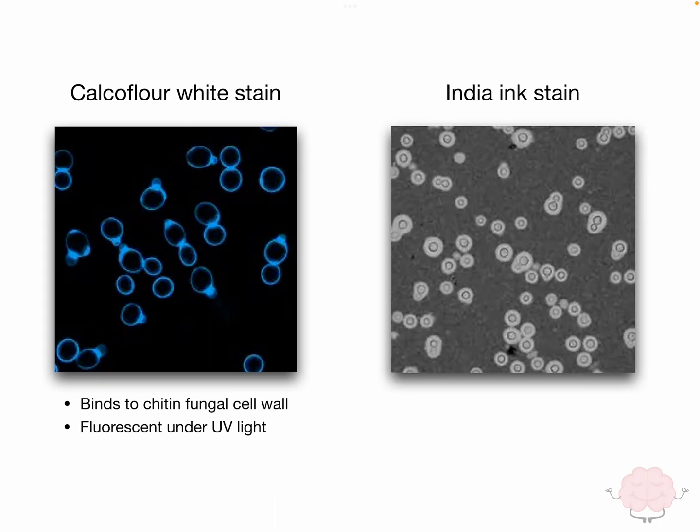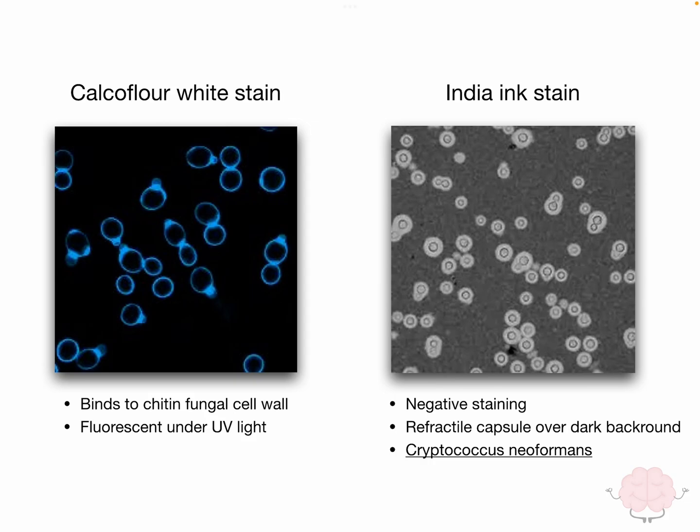Next, this India ink stain. This is a negative stain. As you can see, these refractile capsules over the dark background. This is a kind of negative staining.